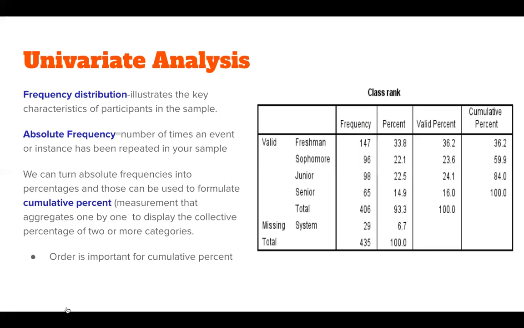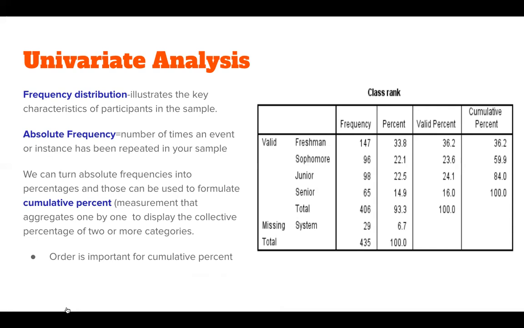If you look at the frequency distribution chart here, that looks like it's related to educational classification. We know that in our sample of 435 people, for absolute frequency, we have 147 freshmen, 96 sophomores, 98 juniors, and 65 seniors. And we have 29 missing cases for this particular variable. So your book talks about cumulative percent.